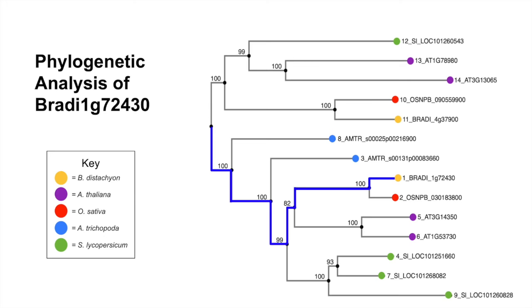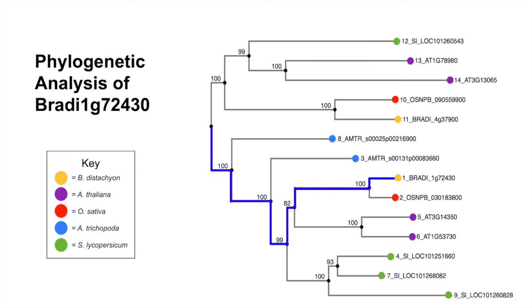So in order to better understand the function of the gene, evolutionary relationships of the Bradi1g72430 gene with other plant species were analyzed by building a phylogeny. Using the data obtained from the NCBI protein BLAST tool, genes closely related to the gene of interest were identified in the following 5 plant species indicated in the key.